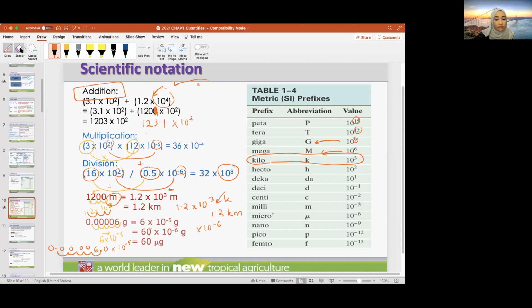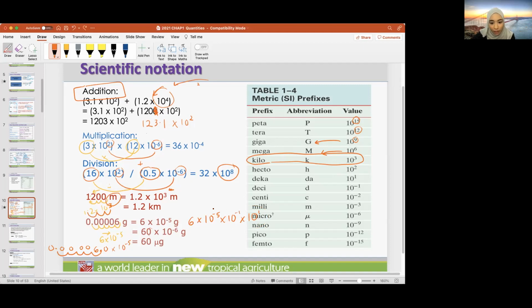So how do I show this? Wait. Let me write it properly. So I am missing 10 to the minus 1, right? So 6 times 10 to the 5 times 10 to the minus 1, but I can't just add it like that. So what should I do? Times 10 to the positive 1. So 10 times 10 to the minus 1, 10 times 10 to the power of 1. They cancel out. So basically it's just 6 times 10 to the minus 5, right?